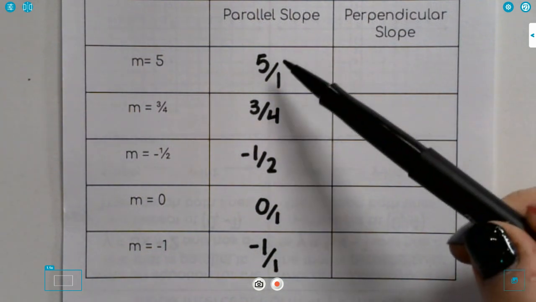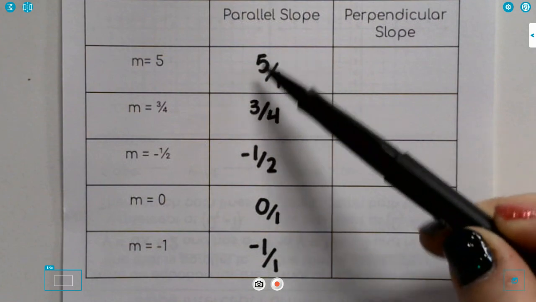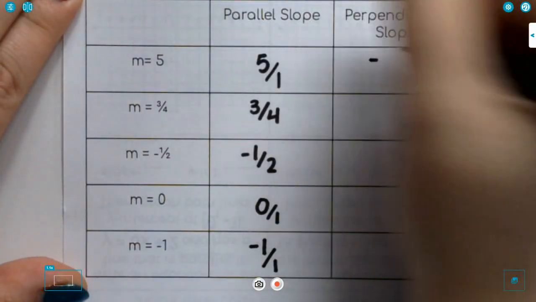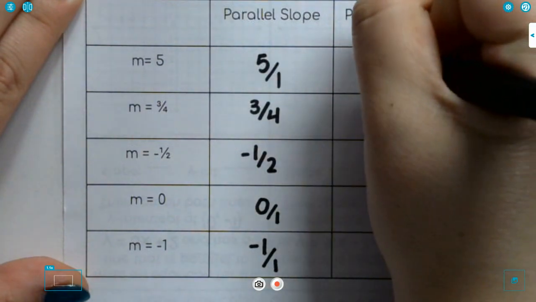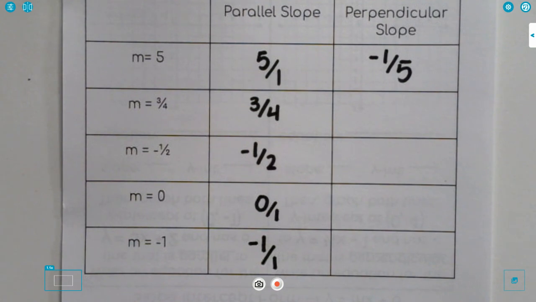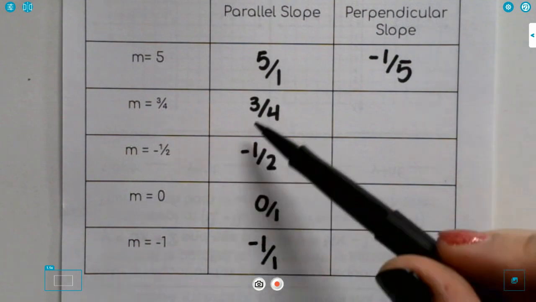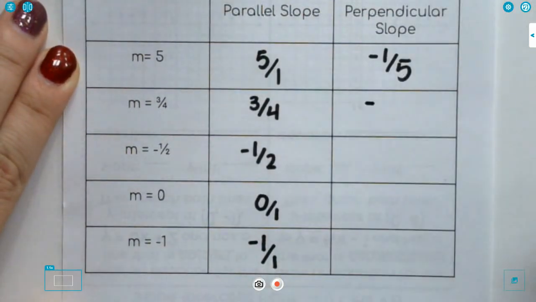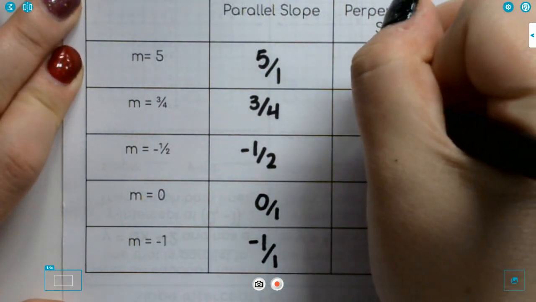So a slope that is perpendicular to 5/1, since it's positive here, we're going to make it negative here. And then we flip that fraction over, it's -1/5. For 3/4, since it's currently positive, we're going to make it negative. And we're going to flip it. A perpendicular slope is -4/3.